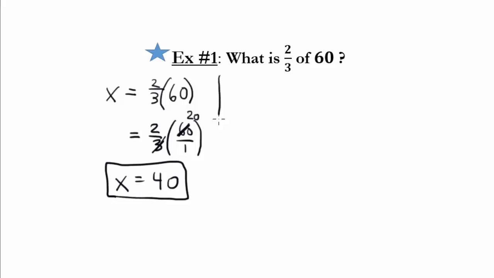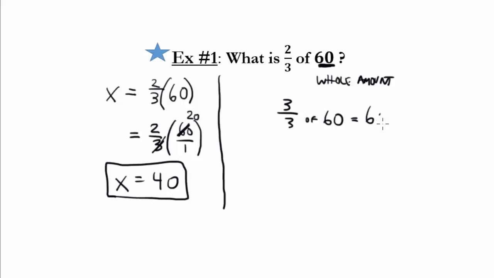Another way we can sort of reason through it. Well, 60 is the whole amount that we're talking about, right? So if I were to ask what is 3/3 of 60, the answer would be just 60, because 3/3 is just 1. What is 1 of an apple pie? It's an apple pie. So if I know that 3/3 of 60 is 60, I can reason then that 1/3 of 60 must be 20, right?